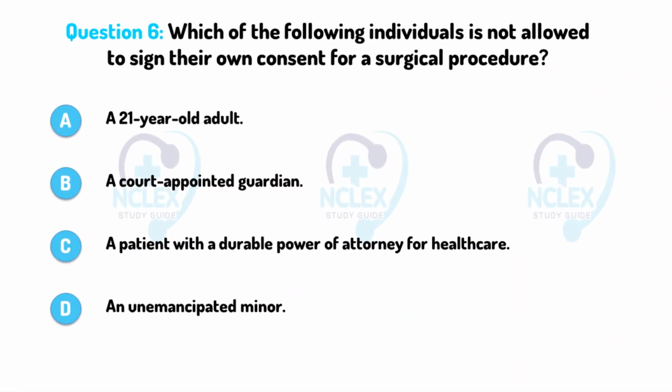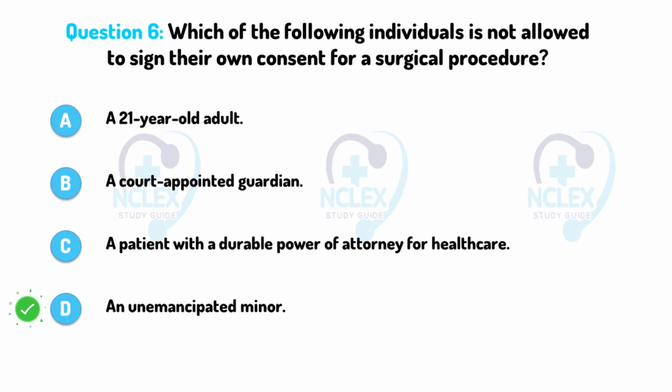Question 6. Which of the following individuals is not allowed to sign their own consent for a surgical procedure? A. A 21-year-old adult. B. A court-appointed guardian. C. A patient with a durable power of attorney for healthcare. D. An unemancipated minor.